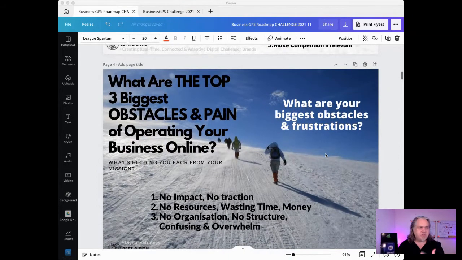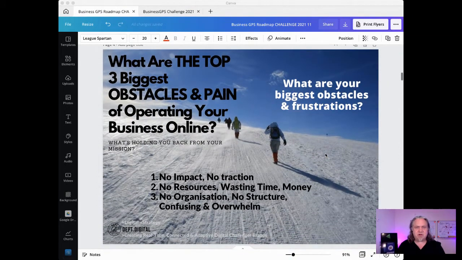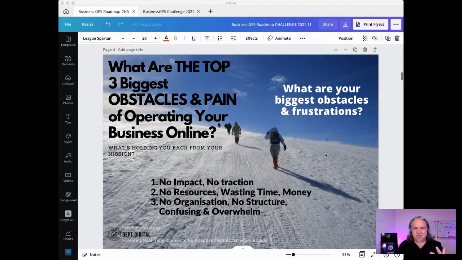But now we're going to get into the general obstacles. What are the top 3 obstacles and pain of operating your business online? A lot of them, I hear quite regularly, and it might be the same, it might be different, but: no impact, no traction, no resources, wasting time, wasting money, no organization, no structure, confusing and overwhelming as well. So I'd love to hear what you have to say. So if you can, put it in the comments. I see we've got a few comments already.